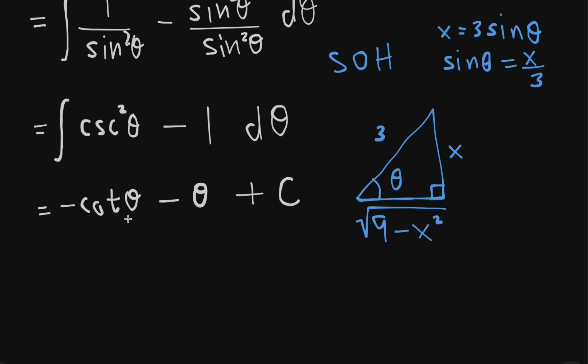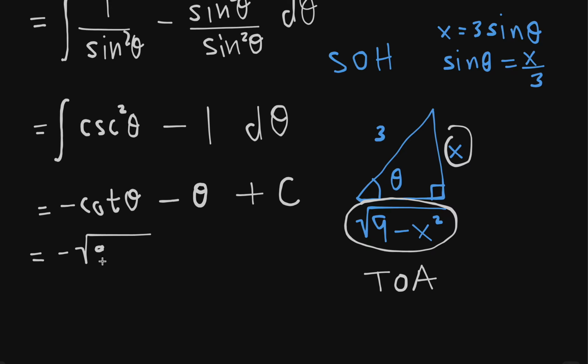Okay, well, we're trying to replace the cotangent of theta. Cotangent is 1 over tangent, and tangent is opposite over adjacent. So that means that cotangent is just adjacent over opposite. So that means it's this over this. So we can replace the negative cotangent of theta with negative square root of 9 minus x squared over x.